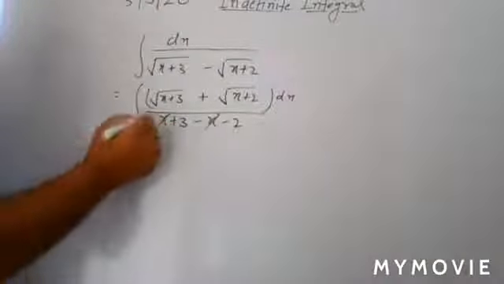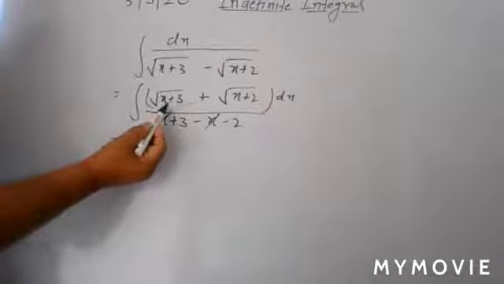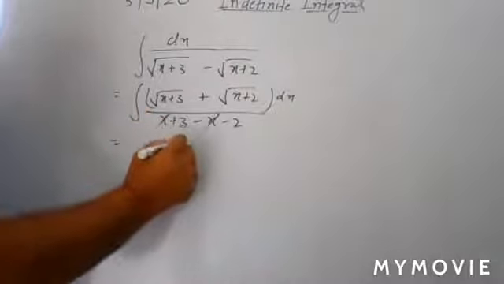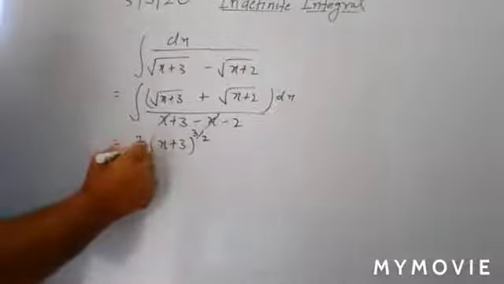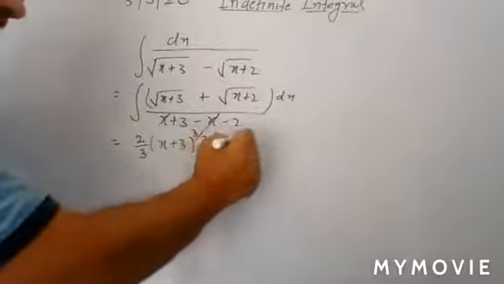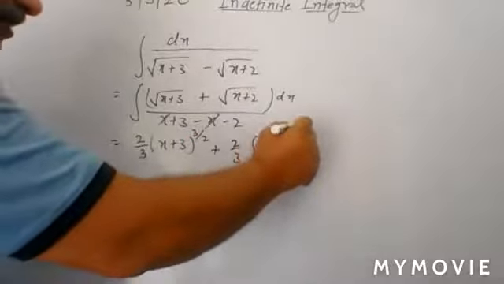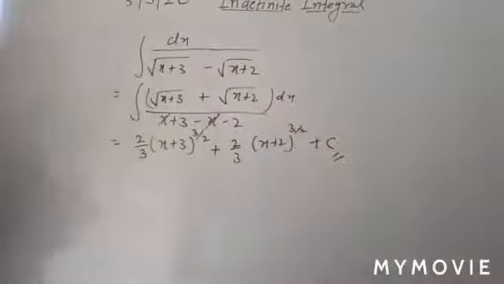If you integrate the value of this radical sign, it means x to the power 1 upon 2. So the integration of (x plus 3) whole power 3 by 2 upon 3 by 2, so you write here 2 by 3 (x plus 3) whole power 3 by 2, plus 2 by 3 (x plus 2) whole power 3 by 2 is your answer. In this way, you complete your result.